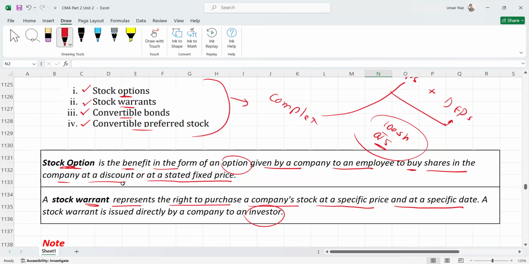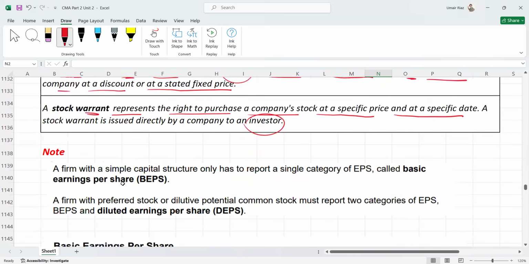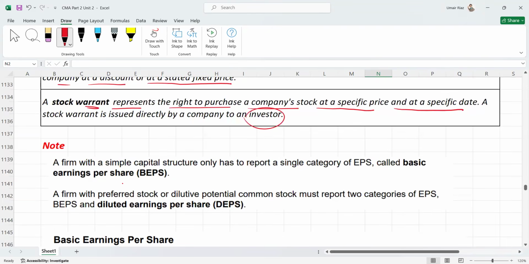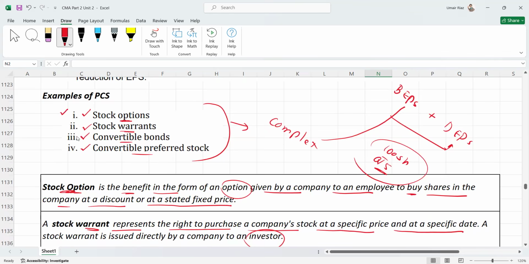Okay, so please, one more thing. We have a note now, as I told you already, that if you have a simple capital structure, then only basic EPS is required. But if you have stock options or stock warrants or convertible bonds or convertible preferred stock, or maybe more than one out of these four, then it means you have a complex capital structure, and two EPSs are required, basic and diluted EPS.